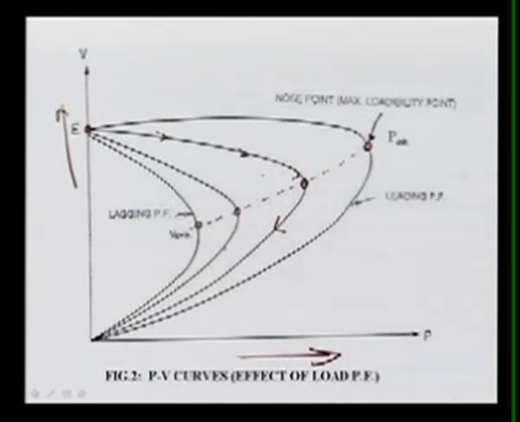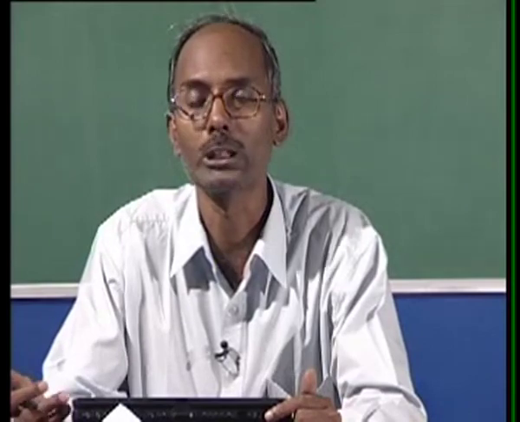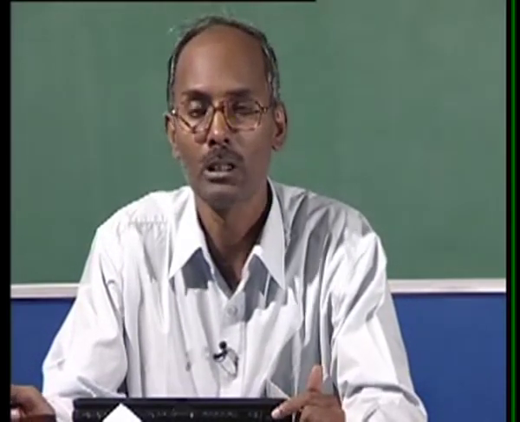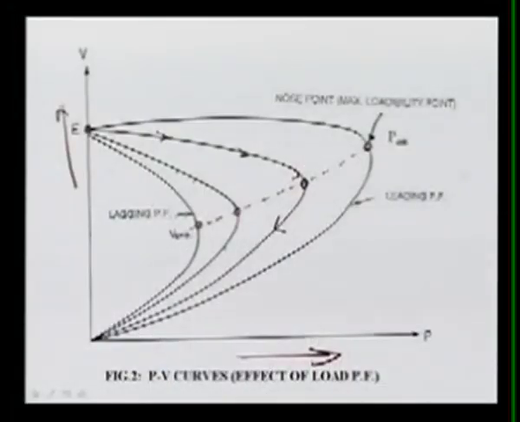Here the dotted line shows that the curve above this is stable. So this is your stable area up to the nose point. The upper part of this curve till the nose point is the stable operating curve. Below this is the unstable case. You will again see that for any particular power here, you will have two voltages.